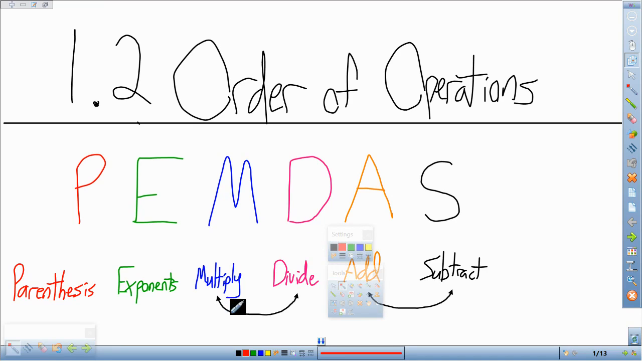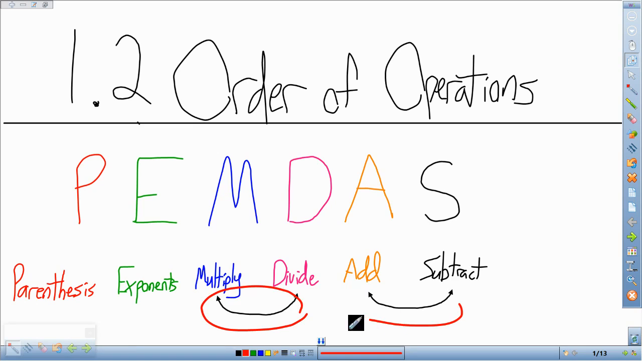If you guys notice here for multiply, divide, and add, subtract, I have these little arrows because those are interchangeable. When it comes to multiplying and dividing, you'll do whichever shows up first in your problem as you work from left to right. So if division comes before multiplication, you'll do it first. Same thing with addition or subtraction.